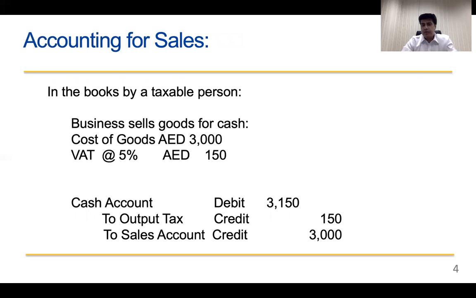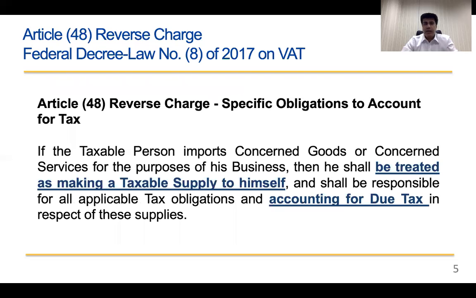I'm not getting too much into the accounting entries because I assume these are basic principles which we all know. Now let's look at what Article 48 on reverse charge, laid down in the VAT law, talks about. I'm going to read it, and there are critical points underlined, which are the critical things we need to understand, and see what they imply.